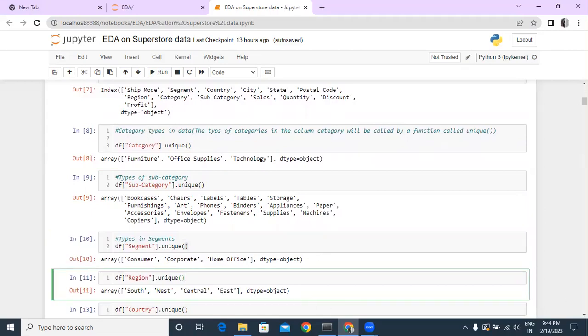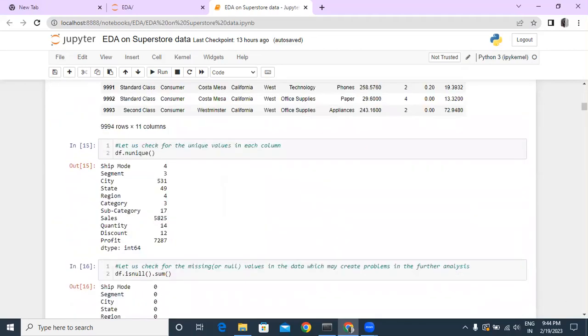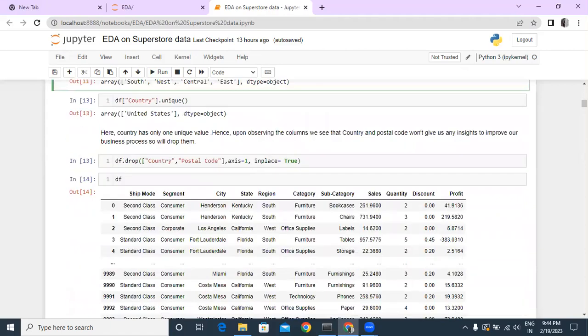then we are moving on towards the segment column, then region, then country. And upon checking the country column, we see that only United States is a unique value, so it's not required for our analysis, and postal code is also the same. So we will just drop that from our data set so that it won't create a problem. And we need to make these changes permanent, so we'll use inplace equals True.